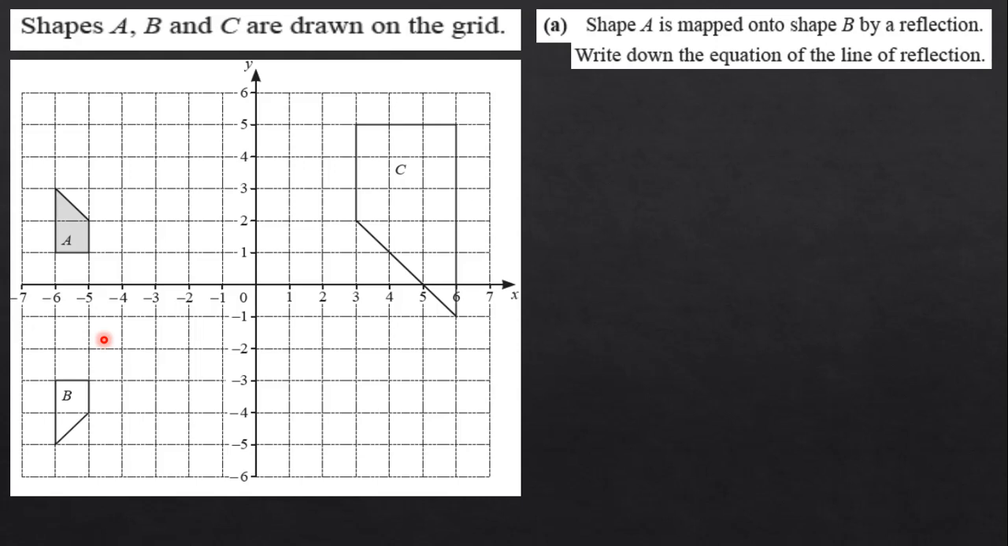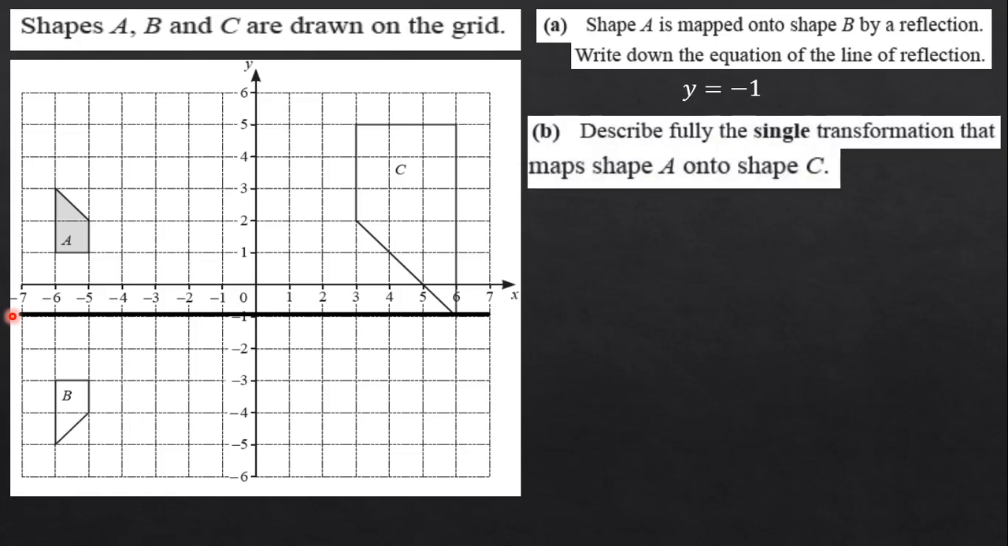Because this is reflection, the distance of the image and the object from the line of reflection will remain the same. So if the line of reflection is a line parallel to the x-axis with the y-intercept of minus 1, that will give us the image and the object at the same distance. So the line of reflection will be a straight line and the equation of it will be y equals minus 1.